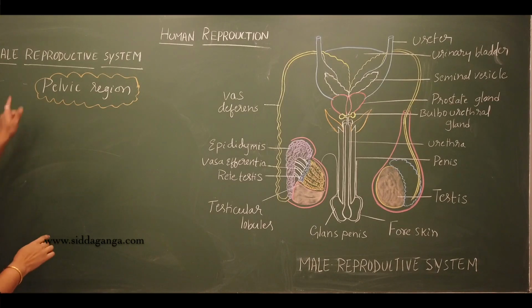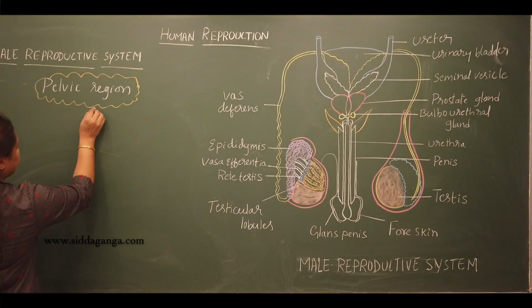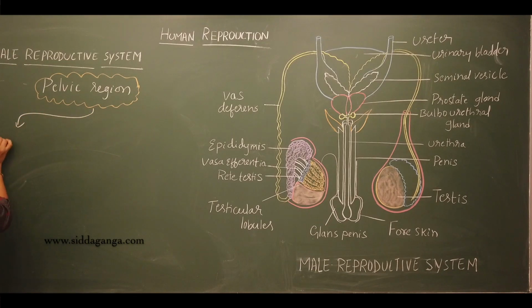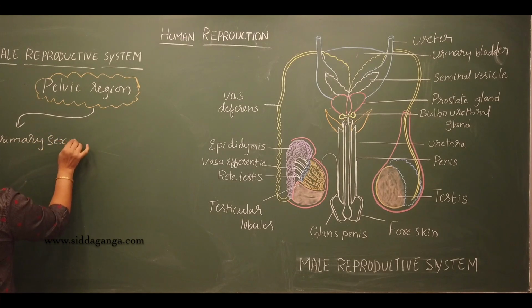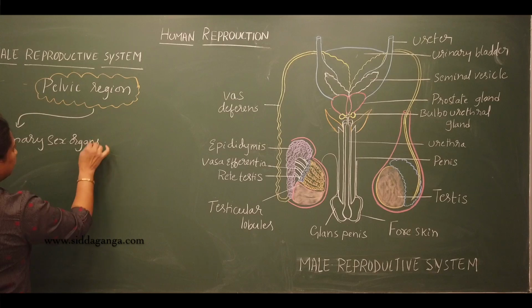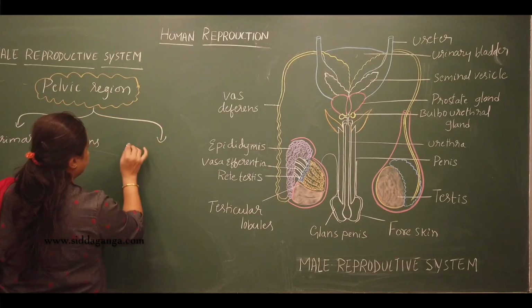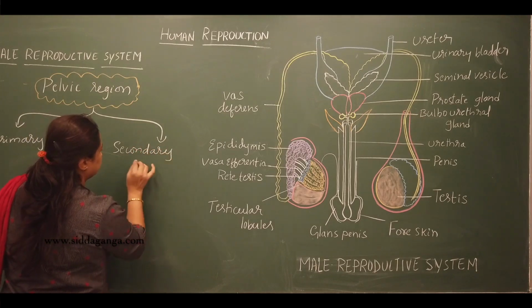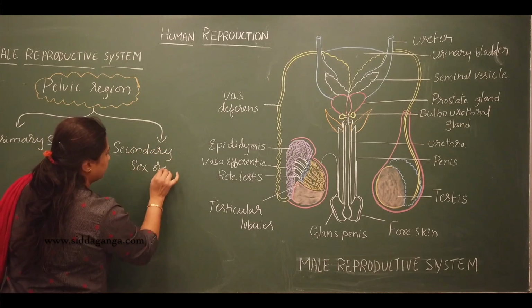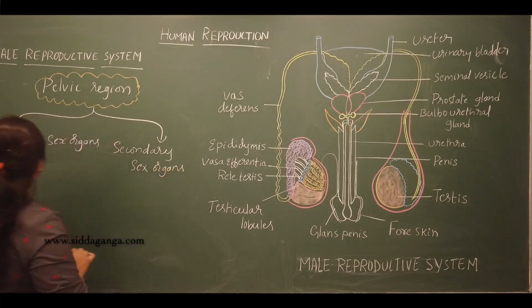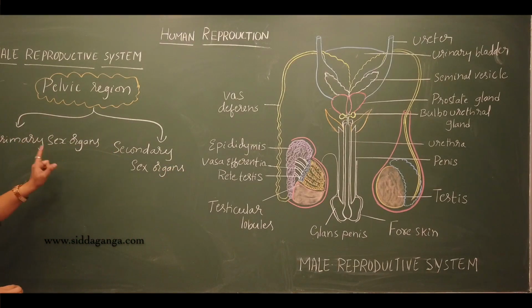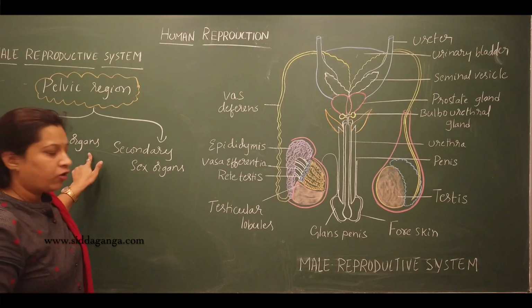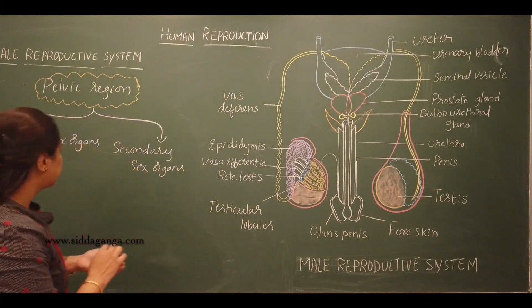So the male reproductive system mainly consists of the primary sex organs and the secondary sex organs.